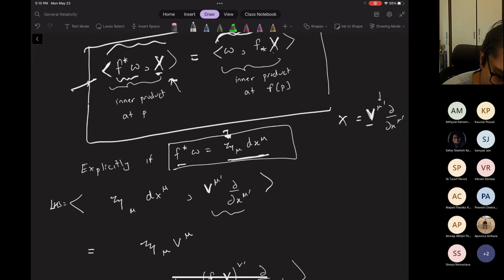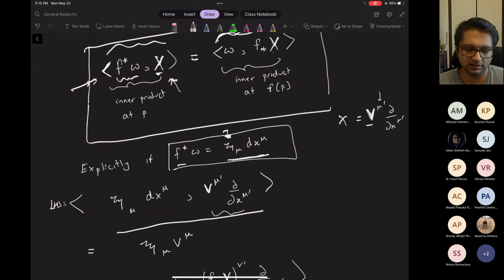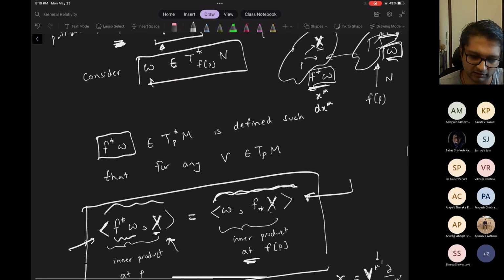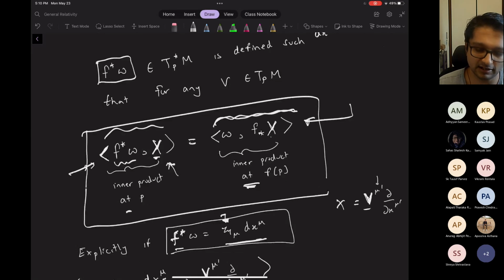So the left hand side is this inner product, and we know what it is. It takes dx mu, and only when this mu index matches this mu prime index is it non-zero. So what we're going to get is xi mu v mu, where there's only one index now, which is summed. That's the usual way we're used to writing this inner product, and the xi's are the components of f star omega. And on the right hand side, we have this inner product which is not evaluated at P, but rather at f of P, which is omega, f star x.